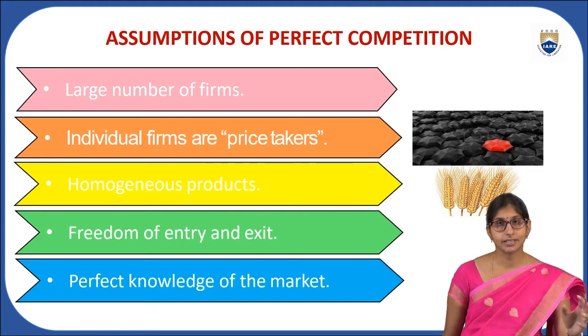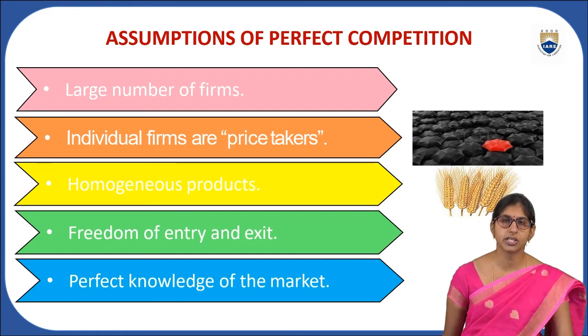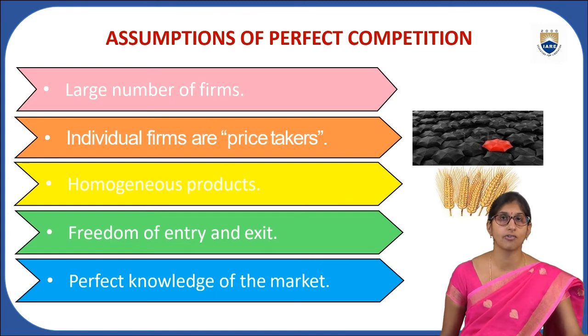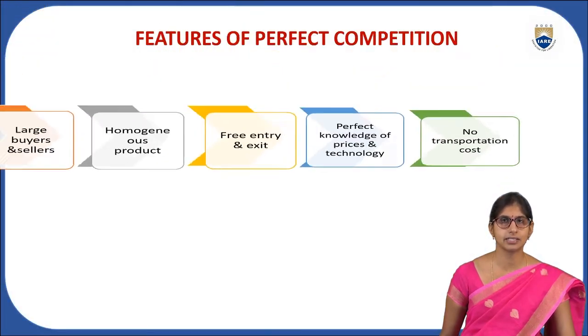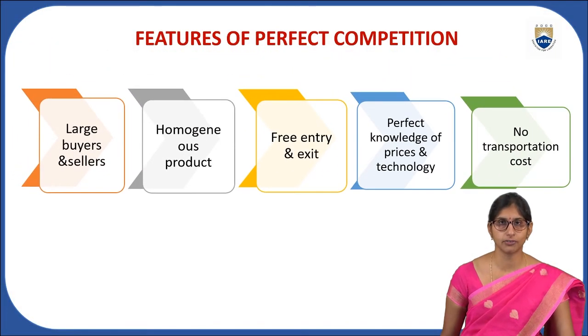So that's the reason a perfect competition will have symmetric information on the part of both buyers and sellers. And here, not only do we have a large number of firms, we also have a large number of buyers too for this perfect competition. Now let's understand what the features of perfect competition are.